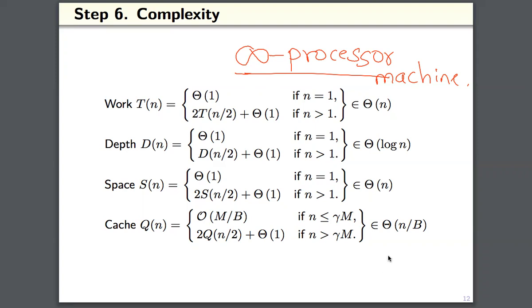Okay, now let's think about space. The total space consumed by this parallel algorithm, what is it?